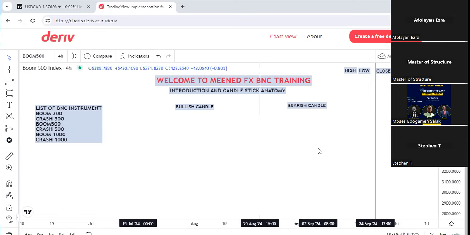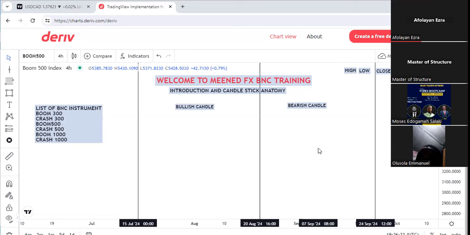The second one is crash 300. Crash 300 is also volatile. The minimum lot size is 0.5. To place a trade on that asset, it varies. At midnight it's giving you 11 point something, during the day it's giving you 13 point something. But the minimum you should have is about 15 to trade it. So if you want to place any trade on that asset, you have to have 15 minimum.